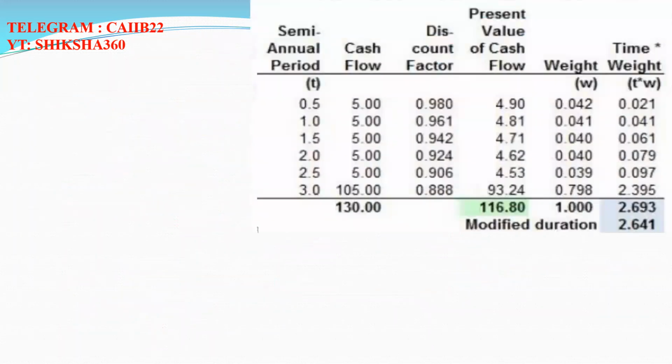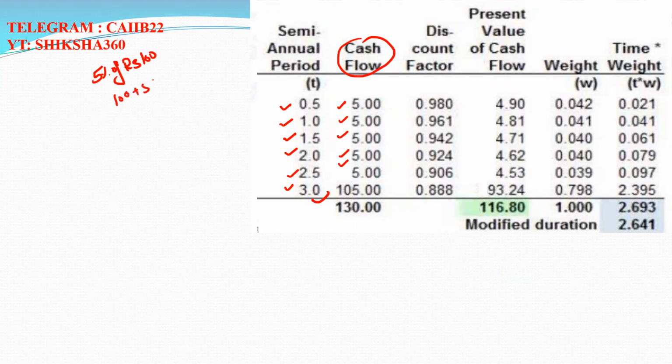So let's go through that table a little bit. Check that table; I will help you understand. This is the semi-annual period: 0.5, 1, 1.5, 2, 2.5, 3. The cash flow, which I already told you, is 5% of 100. The pattern is similar: 5 for the first five times, and for the last time it is the complete value 100 plus 5, that is 105. Overall it comes out to 130.